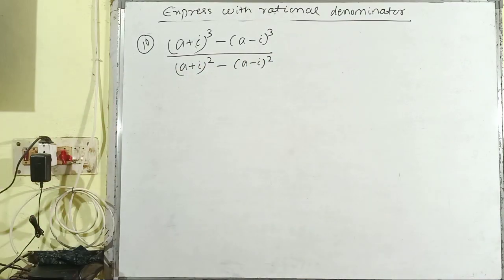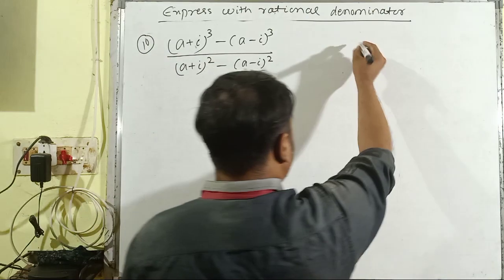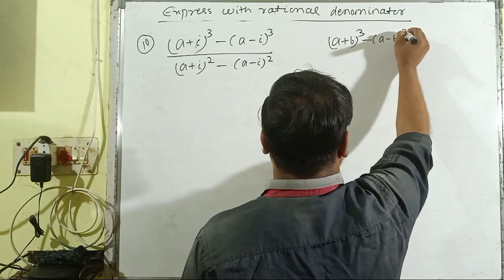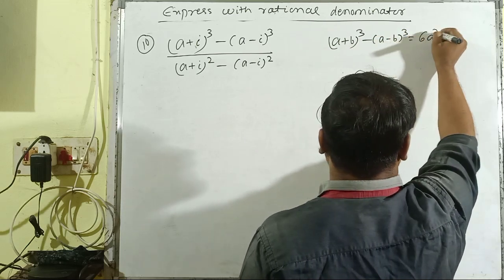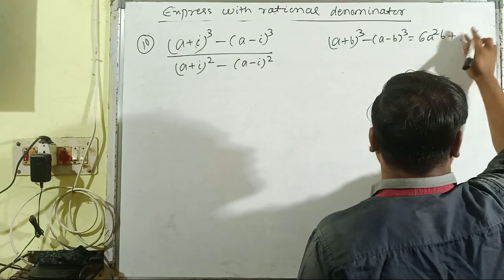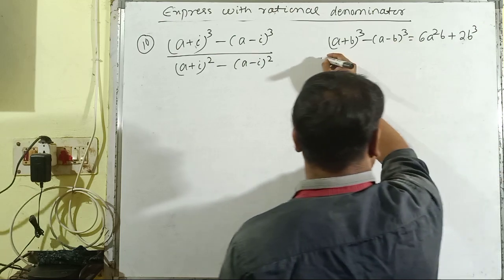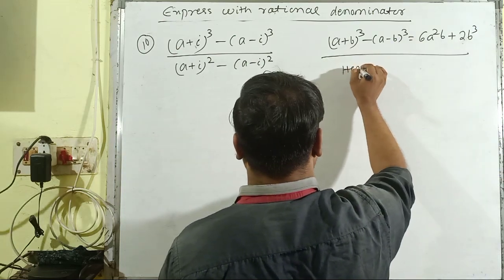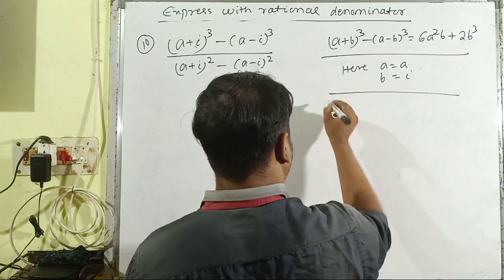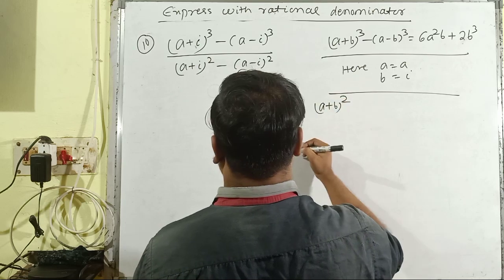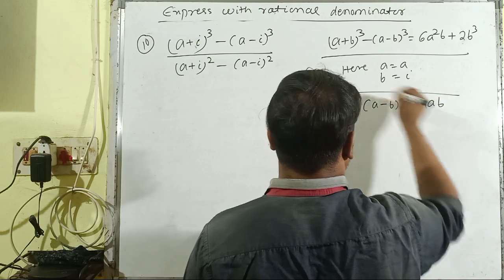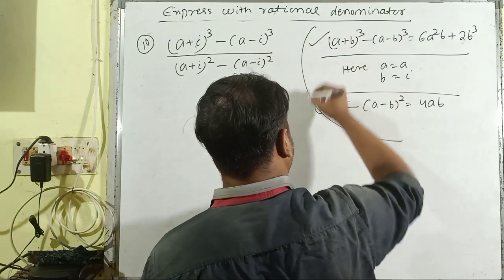Okay, again we have to go through some of the algebraic identity formulas. The first one is like this, and it is 6a square b plus 2b cube, and here a is equal to a, but b is equal to i here. In the denominator part, we have to go through the formula of whole square of a plus b minus whole square of a minus b, and this is 4ab. And we have to go through these formulas. These are very important formulas.